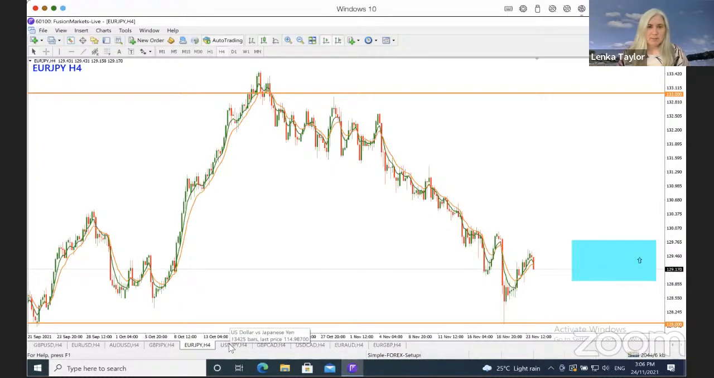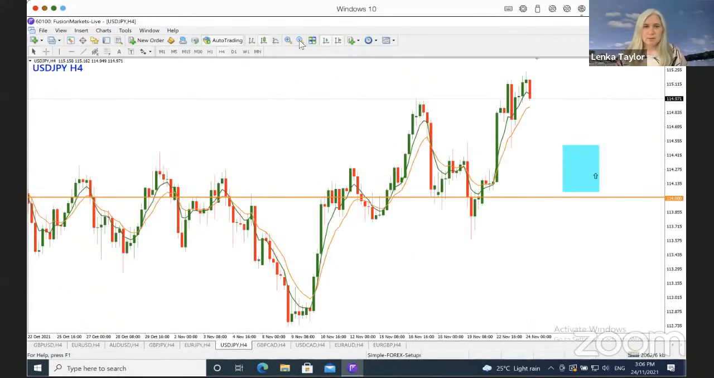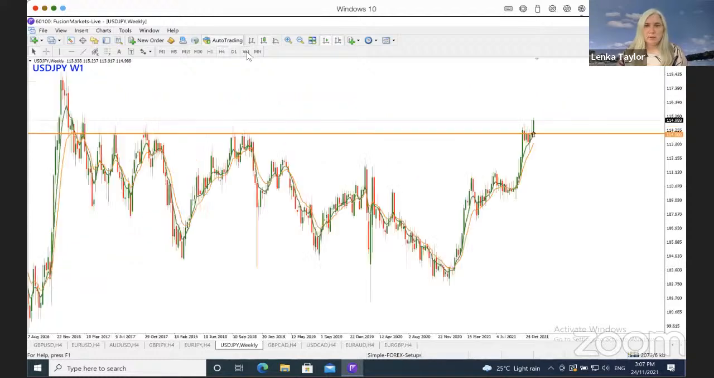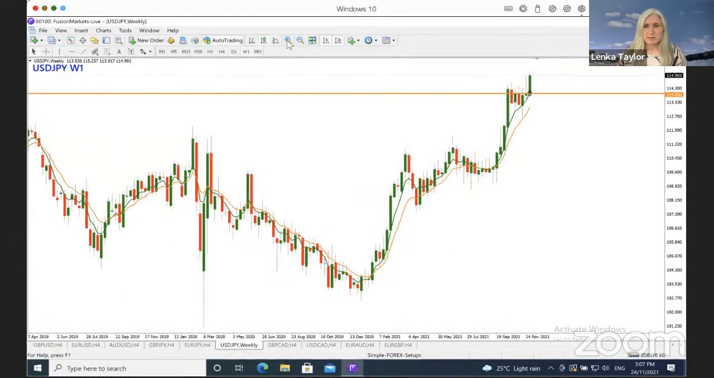Next currency pair I'm looking at is USD JPY. Now, USD JPY, I was looking for short, looking for short all the way through here. Then it went above that 114 line. So now I'm thinking maybe it's going to go up, even though on the weekly, we haven't really had that price in there for quite some time. So I'm looking for a good retest.